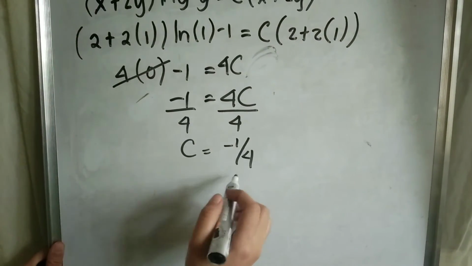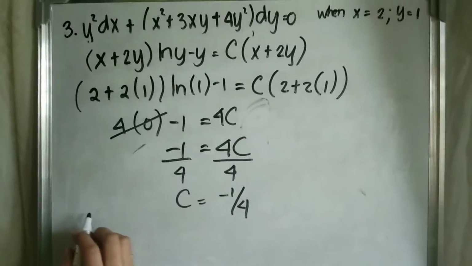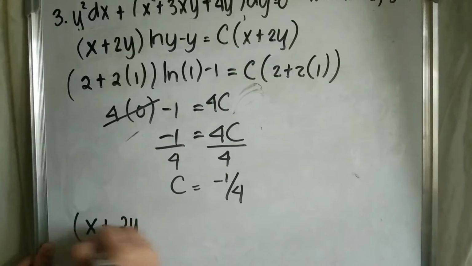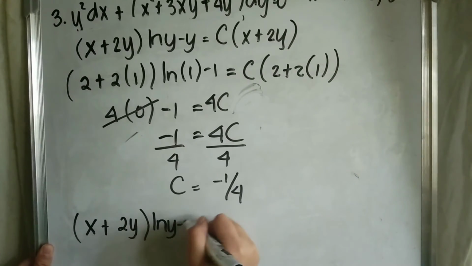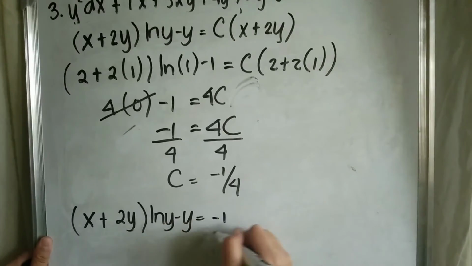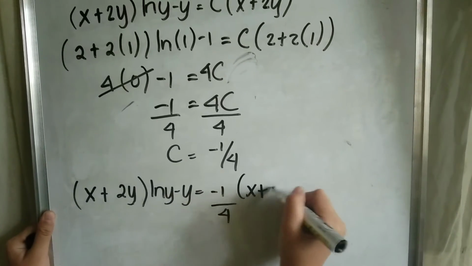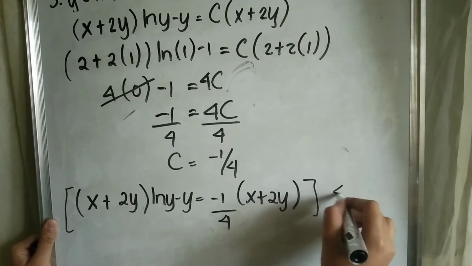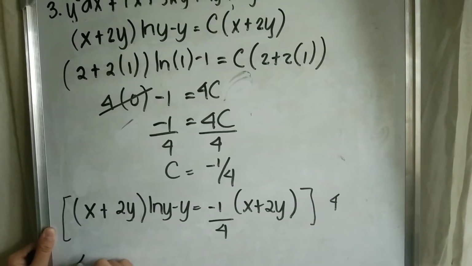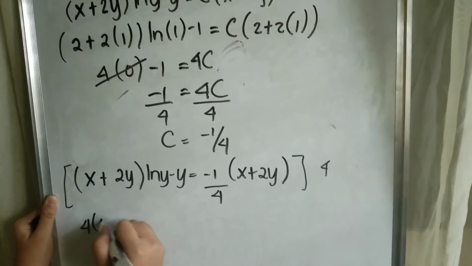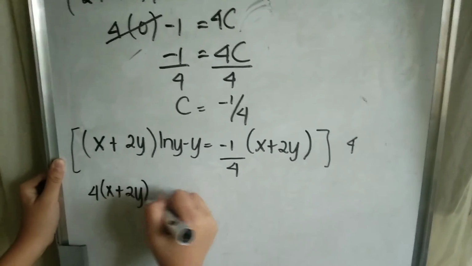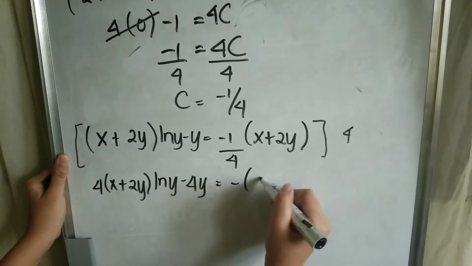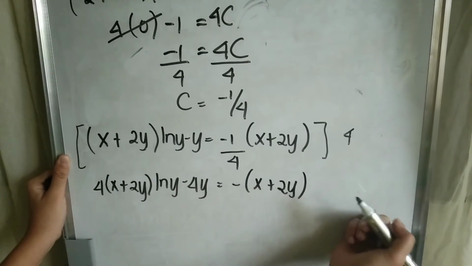So let us substitute the value of c to our general solution to get the particular solution. So (x plus 2y) ln y minus y is equal to negative 1/4 times (x plus 2y). Let us multiply both sides by 4. So this will become 4(x plus 2y) ln y minus 4y is equal to negative (x plus 2y).